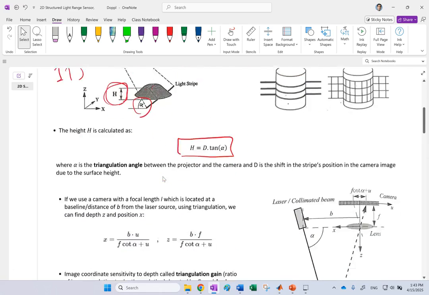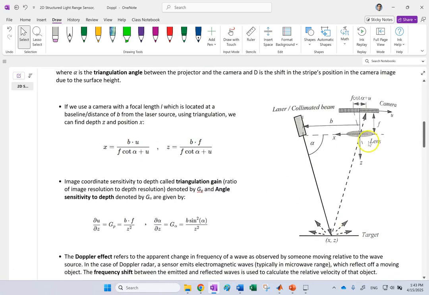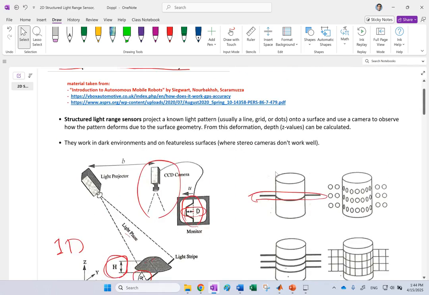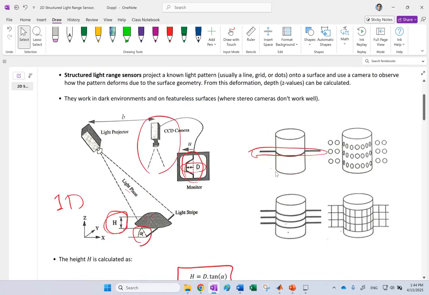But I'll show you that you can actually measure the depth Z as well as X, which in this case is not the image projection but the actual location of the object. So you can do a 2D scan of X and Z based on U, which is the pixel position in the image, and the triangulation angle alpha. So let's talk about those.